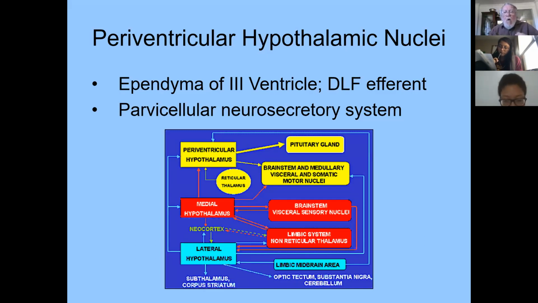Now, the other remarkable thing about the makeup of the periventricular hypothalamic nuclei, even though they're just a small number of nuclei, is that they form what is called the parvicellular neurosecretory system. They're one of the hypothalamic nuclei that do that. So what do they do? We'll talk about that in a little bit with the paraventricular nucleus, where I identified magnocellular cells and then parvicellular cells. The periventricular nuclei are all parvicellular cells.